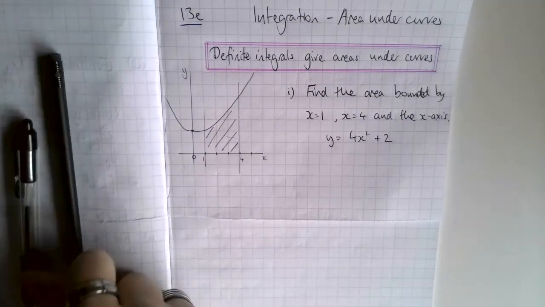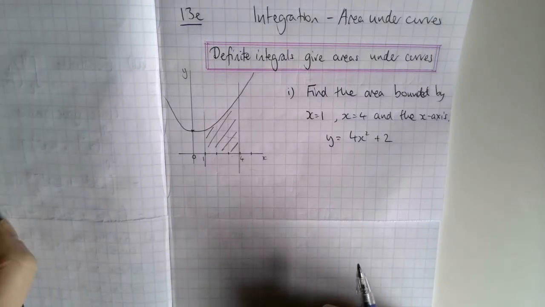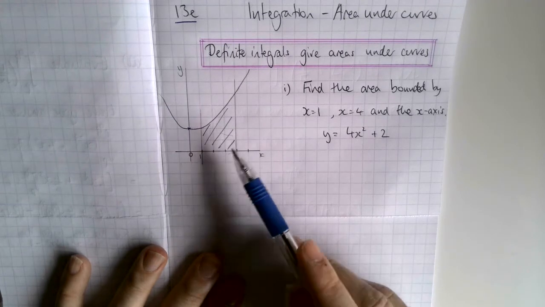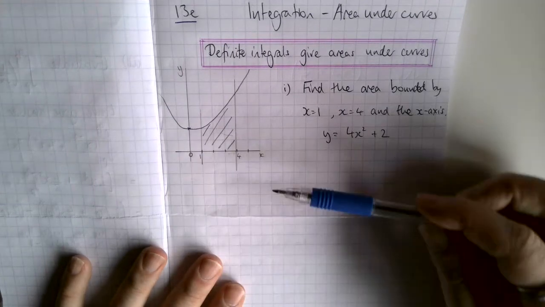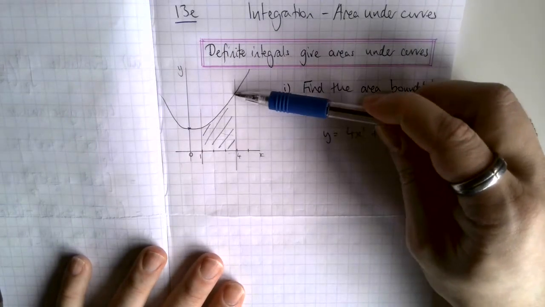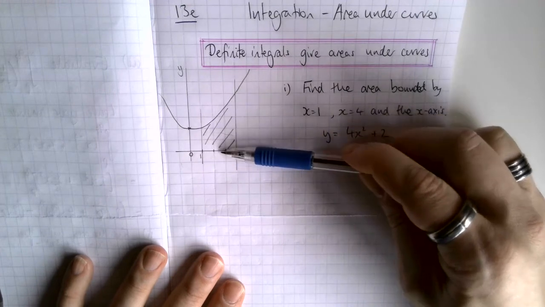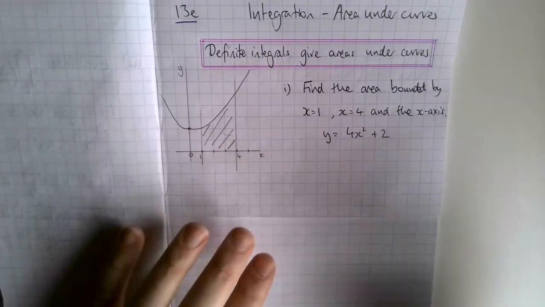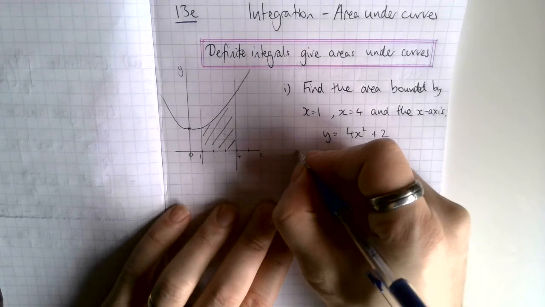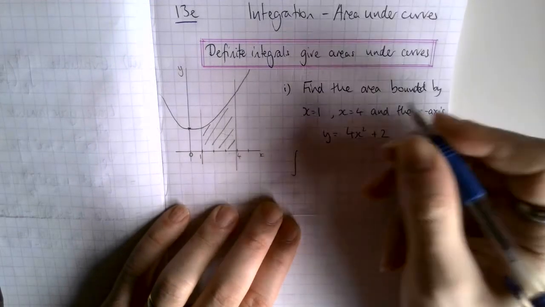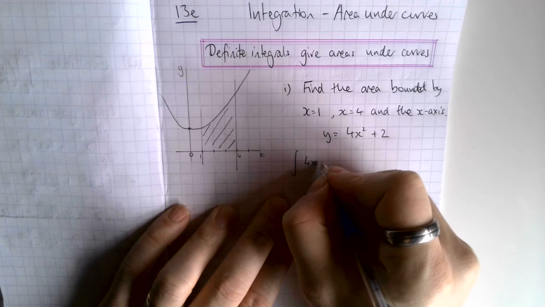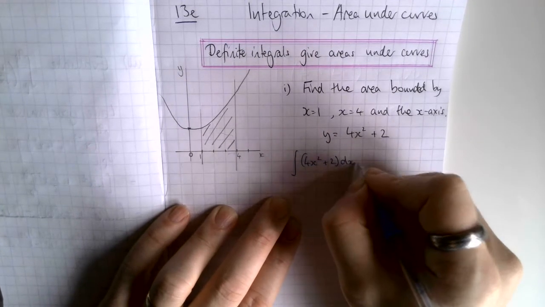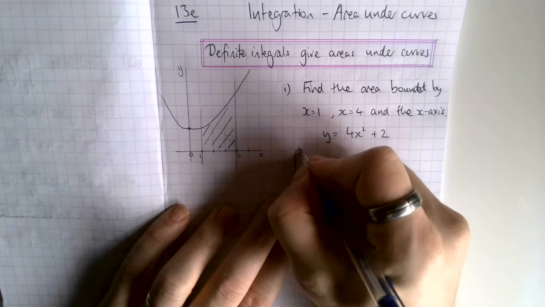Okay, how do we do that? Well, I've sort of hinted it's integration. And we're just going to integrate this between the limits of 1 and 4. The way it works for finding areas is it will just find the area between this curve and the x-axis, given your two boundaries or your limits. So all we need to do here is integrate this: 4x squared plus 2 with respect to x between 1 and 4.